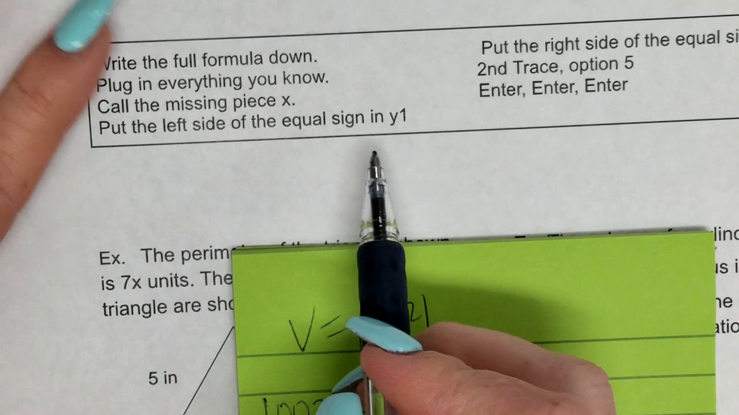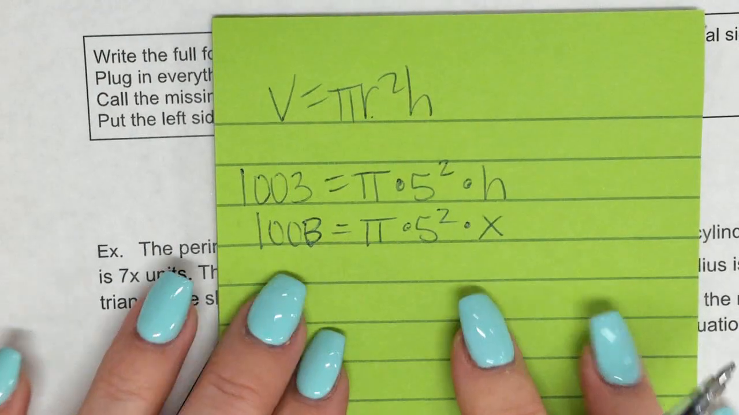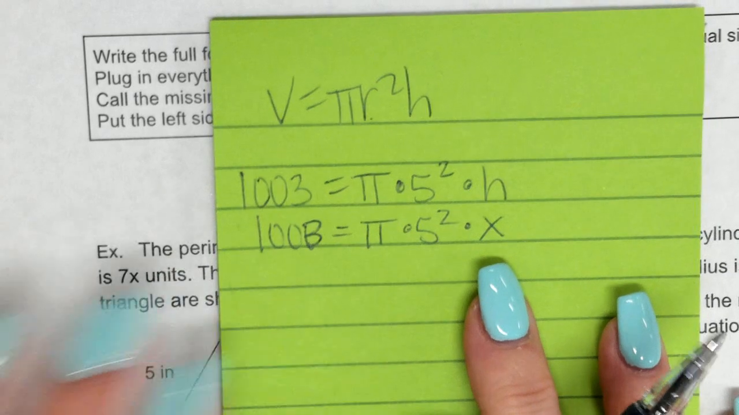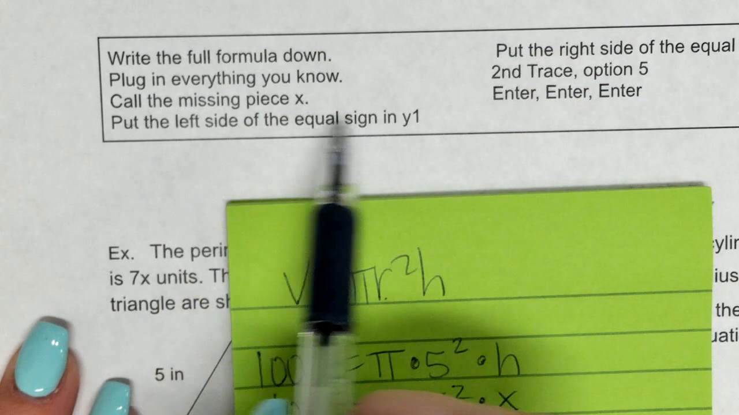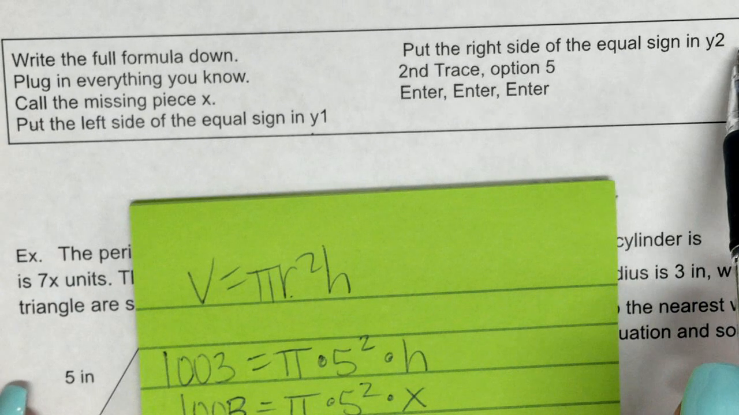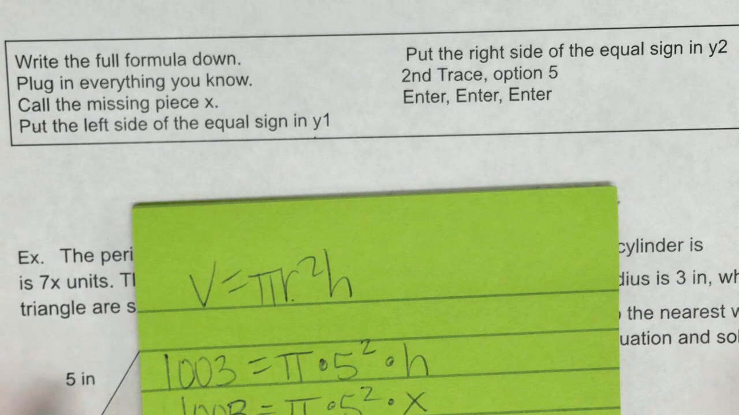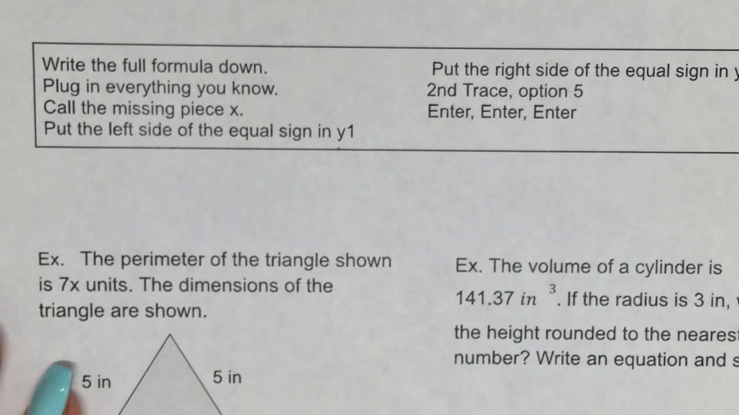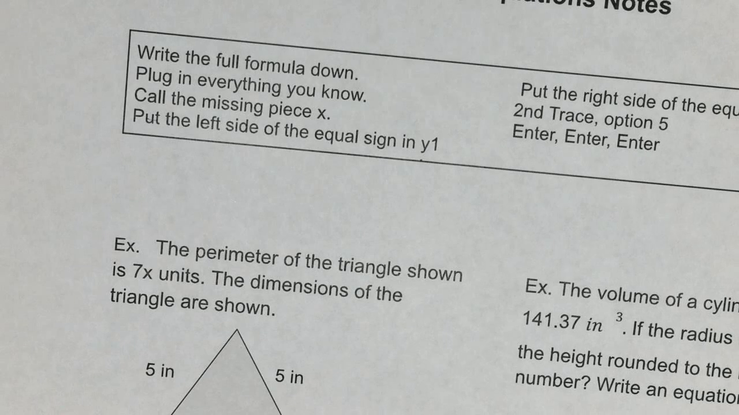And then you're going to solve this like you would solve an equation in your calculator. The left side of the equal sign will go in y1. The right side will go in y2, and I hit second trace, option 5. Wait for it to graph, enter, enter, enter. Does everybody remember how to do that? Now, when we solve equations in our calculator, what do we have to be able to see? Where are the two lines?